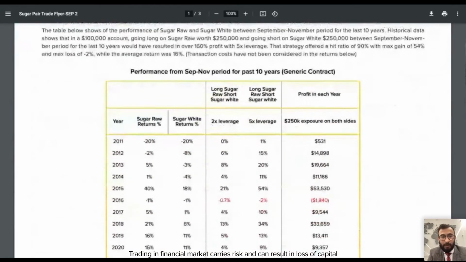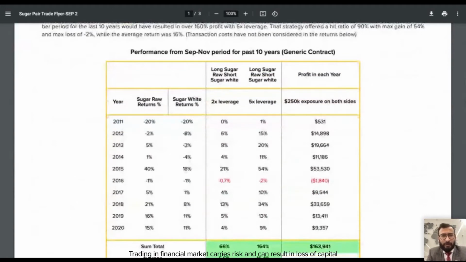Look at the percentage returns, nothing else, just look at this. Just see what I show you at once. Look at the first column from 2011 to 2020. So sugar raw is US sugar, sugar white is UK sugar. Look at the percentage returns of sugar raw every year, and look at the percentage returns of white sugar every year. Just look at it.